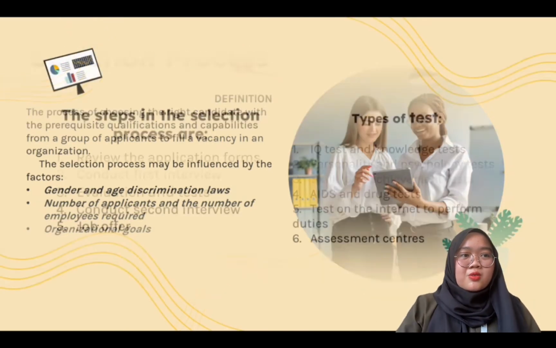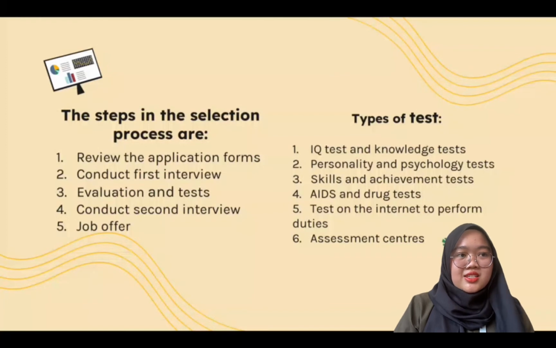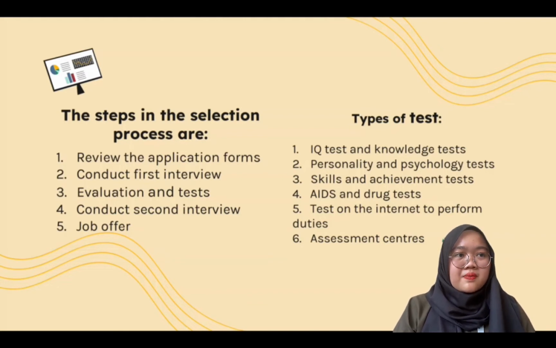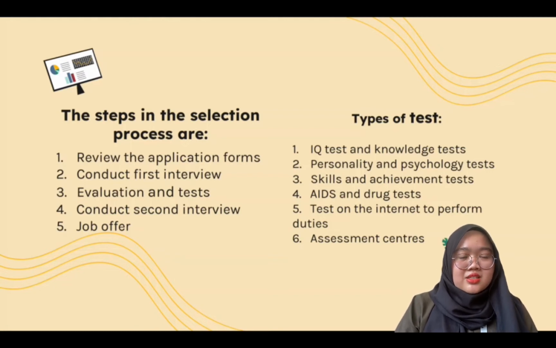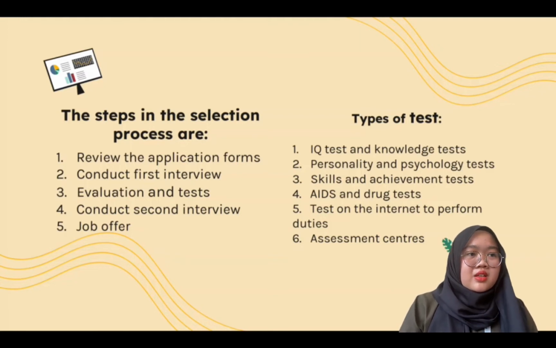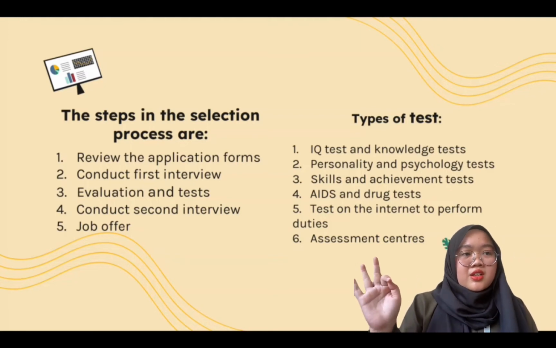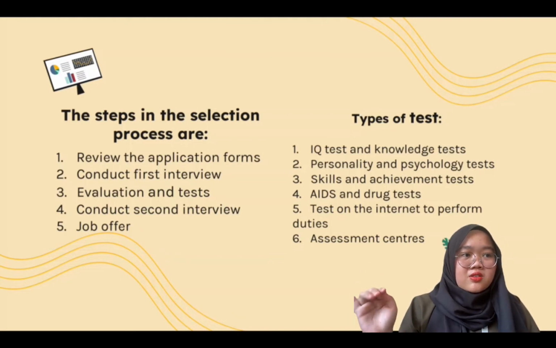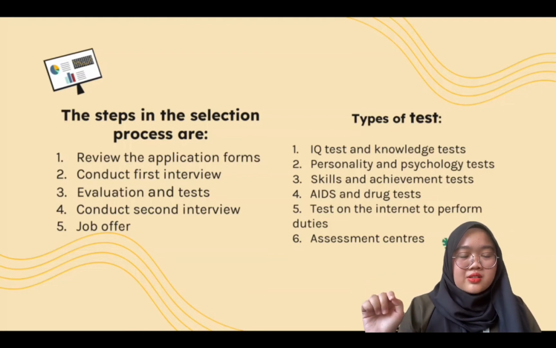For this slide, we can see the steps in the selection process and the types of tests that the organization gives before we get the job or before we go to the next steps. So for the first steps in the selection process, we have to review the application form, conduct the first interview, evaluation and tests, conduct the second interview, and the last one, we get a job offer.